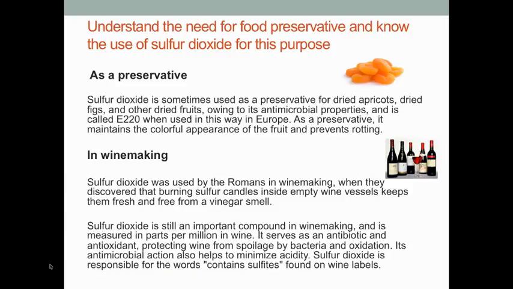Another assessment criteria is to understand the need for food preservation and know the use of sulfur dioxide for this purpose. Sulfur dioxide can be used as a preservative. It's used for dried fruits oftentimes. It has antimicrobial properties. That means it reduces the possibility of dangerous bacteria getting on the food. It's called E220 when used in this way in Europe. It maintains the color of the fruit and prevents it from rotting.